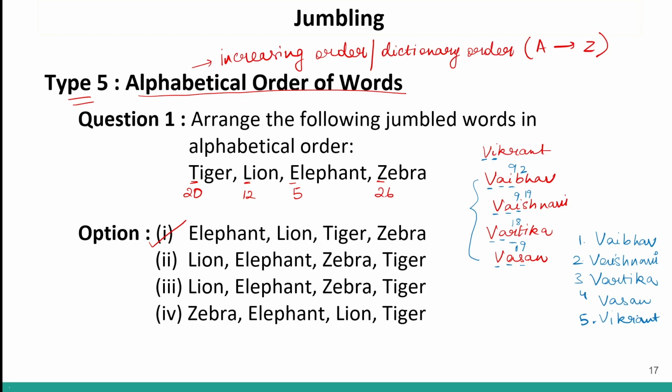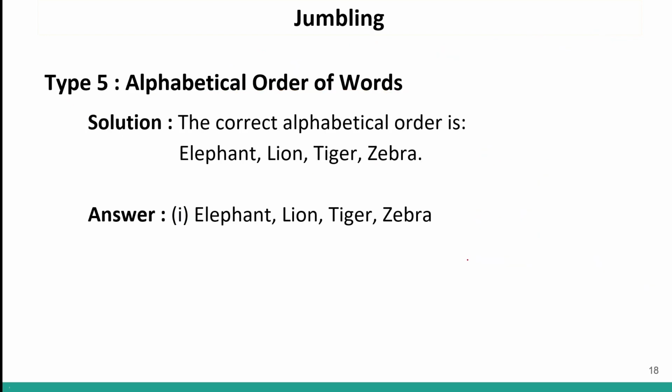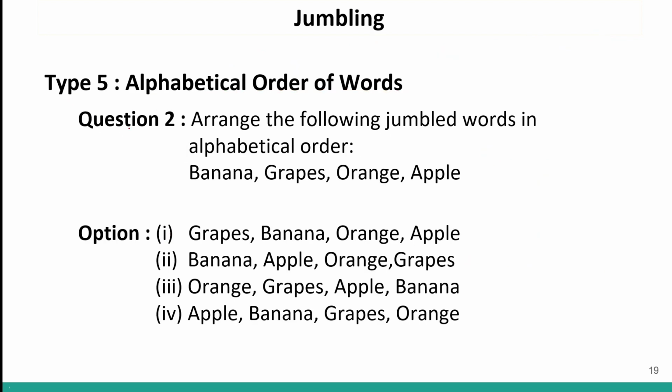Okay? Clear? Now, so this was the concept of alphabetical order of words. Simply, first we look at the first letters. If the first letters are same, then we move on to the next letters. So, question number 2. Banana, grapes, orange, apple.